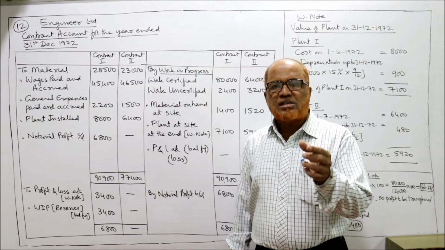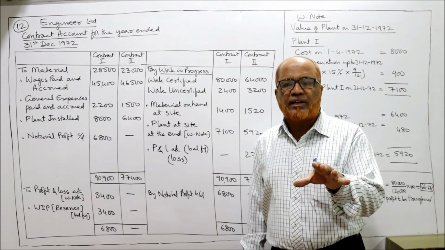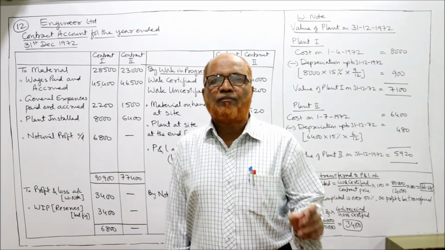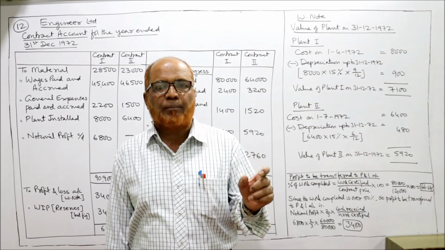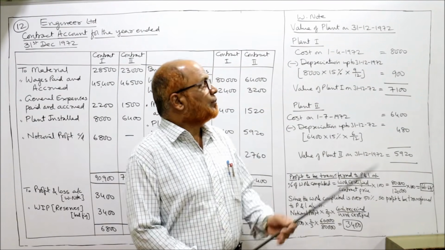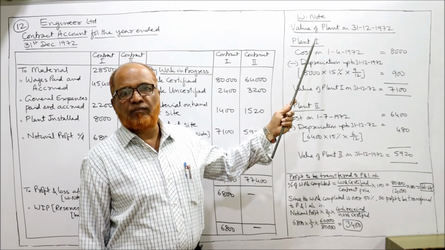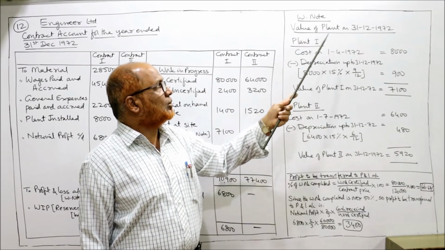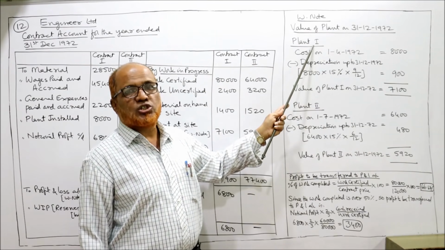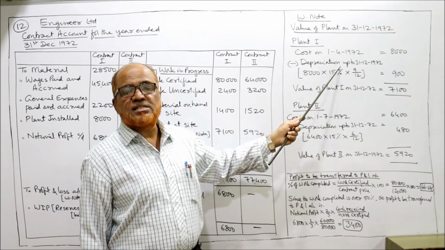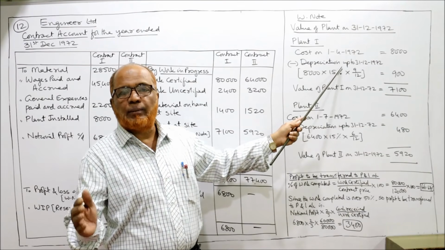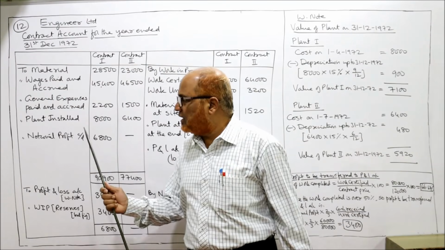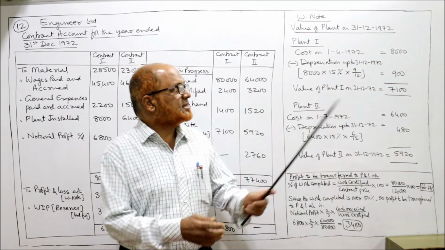Now we have to find out the value of the plant at the end of the year after depreciation. Depreciation is to be calculated at 15% per annum. It is given in the problem. Now how to calculate the value of the plant at the end of the year? Here see the working note. Value of plant on 31st December 1972. Plant 1, first plant. Cost of the plant on 1st April 1972, at the time of starting of the contract, the value of the plant was 8,000. Here you can see this 8,000.